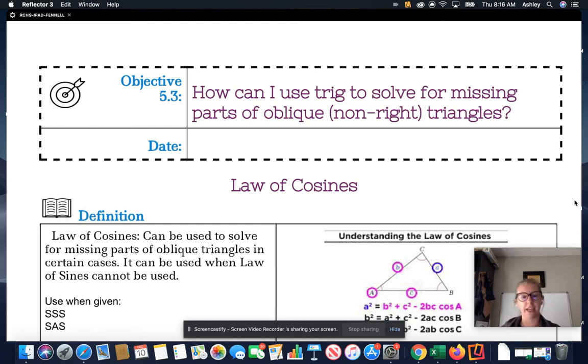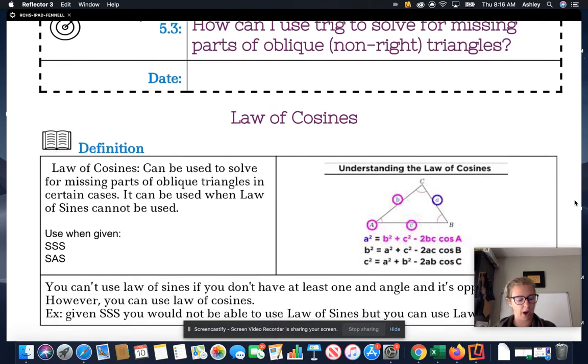Today we are going to talk about another way that we can solve for missing parts of non-right or oblique triangles. So this is Law of Cosines. You may have remembered from our Law of Sines lesson, there were a couple cases of oblique triangles that we could not use Law of Sines for, and that's why we have Law of Cosines. So basically, this is another law we can use in order to find missing pieces of a triangle.